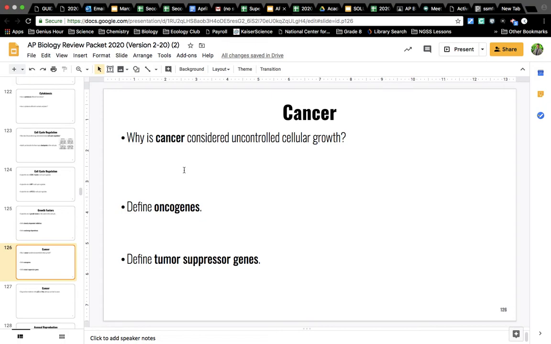I think we just went through that. Why is cancer considered uncontrolled cellular growth? Because the cell cycle is uncontrolled. It continues to move through the cell cycle into continuous mitosis, and you don't have things like density inhibition to stop it as well.